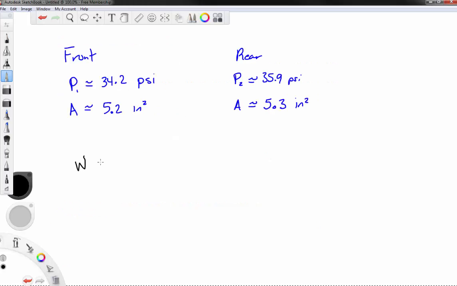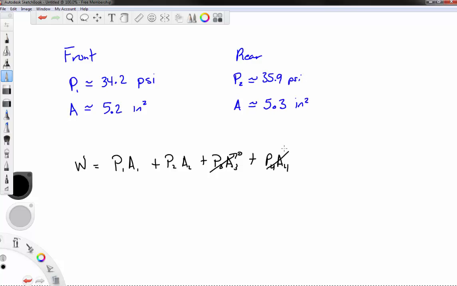Basically, we can write that the weight is P1A1 plus P2A2 plus P3A3, which is 0, and P4A4, also 0 in this case. So the P1, of course, and the A1 in my case is the front tire.